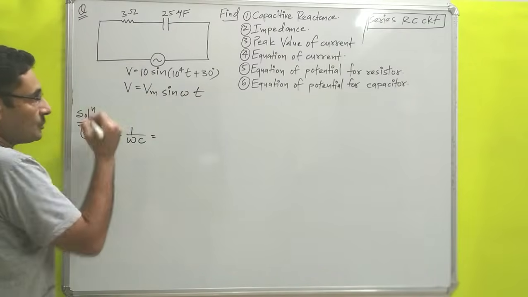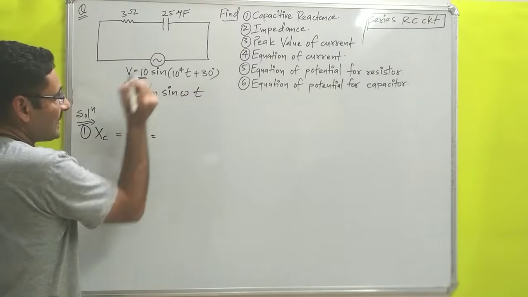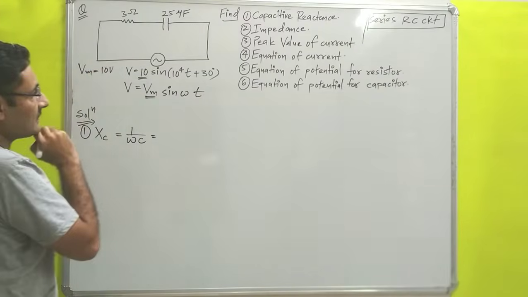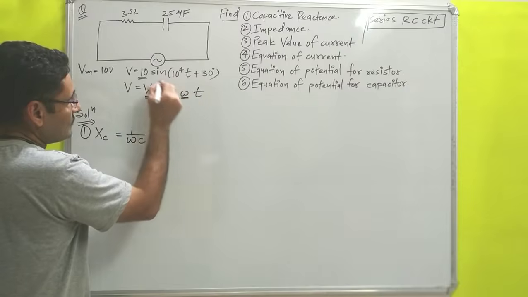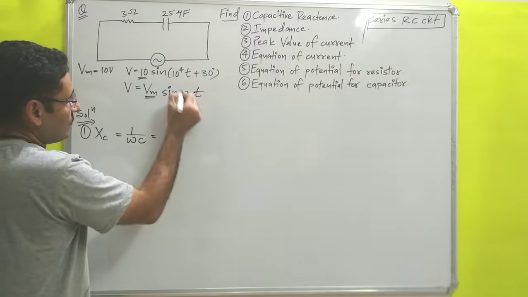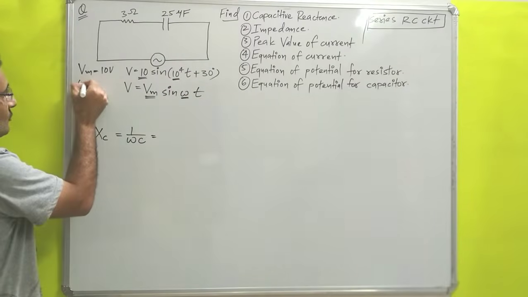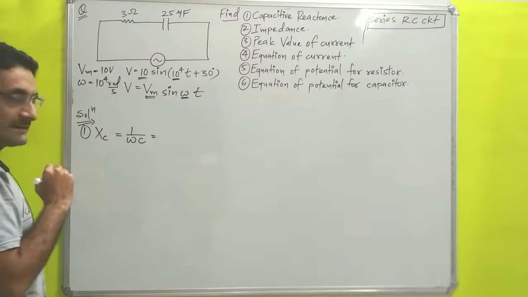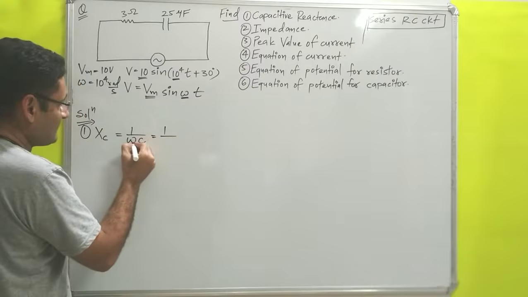By comparing both, what you can say, maximum potential is how much? 10. So I will write Vm is equals to 10 volt. Then omega is what? 10 raised to 4. So I will write omega is equals to 10 raised to 4 radian per second.